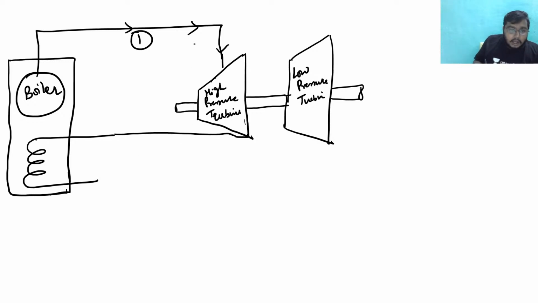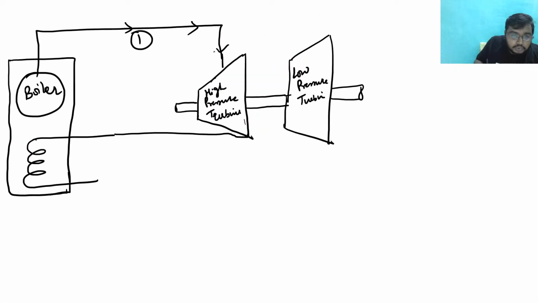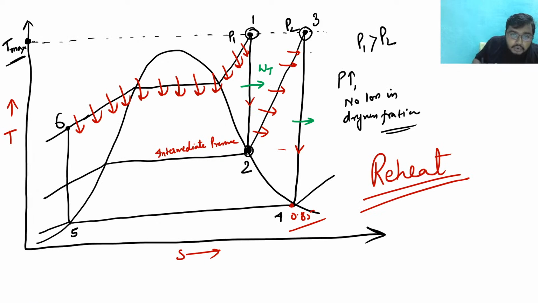So see, earlier the high pressure turbine is there. Let me first write these things. Suppose this is point 1, this is point 2, this is point 3, this is point 4, this is point 5, and this is point 6. Clear? Now see, 1 to 2. This is state 1 and this is state 2. Now from 2 to 3, again heating is there, right? From 2 to 3 again heating is there.